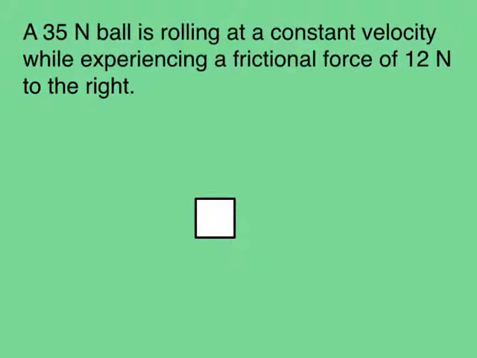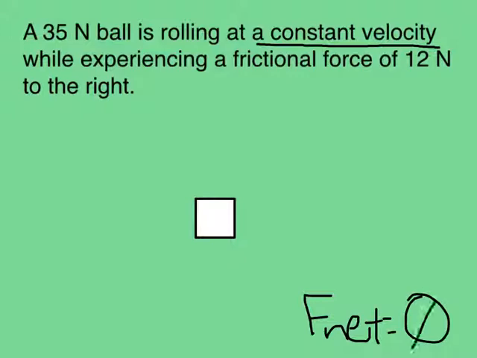Let's try to put it all together and do an example where we're given a description of an object and we're asked to complete a free body diagram. In this description, the first thing that stands out to me when reading it is that there is a constant velocity acting on this object. So that tells me, without going any further, that the net force acting on this object has to be 0.